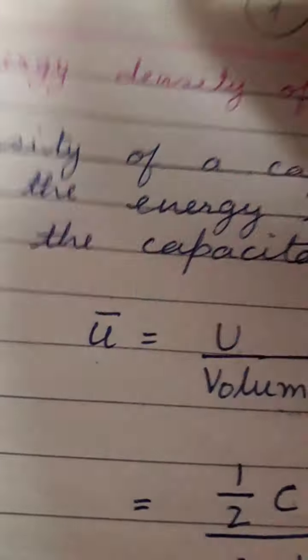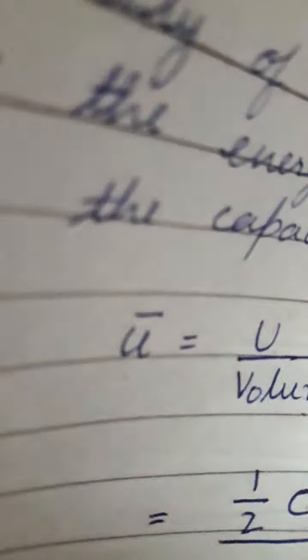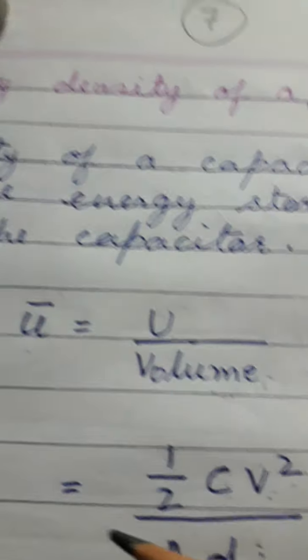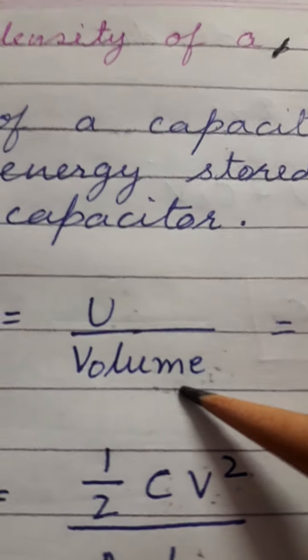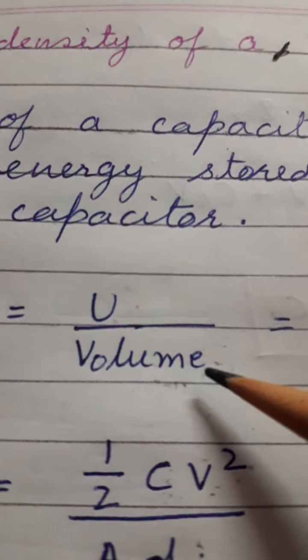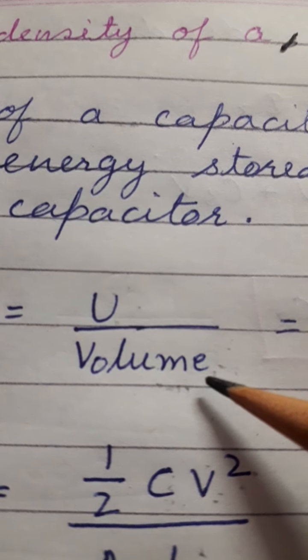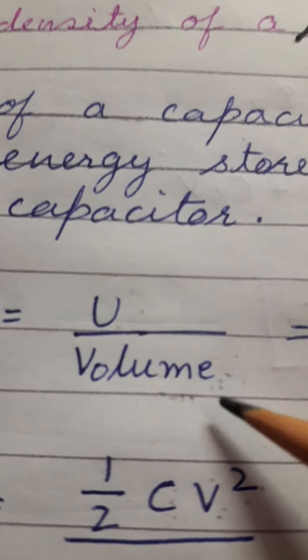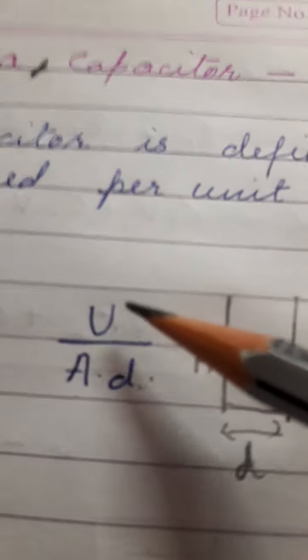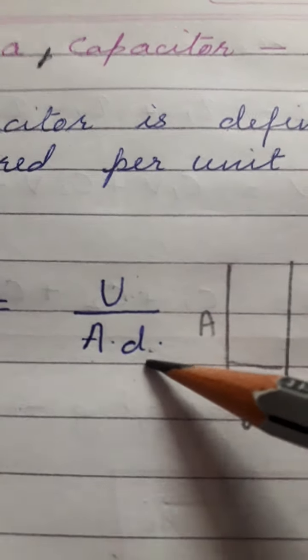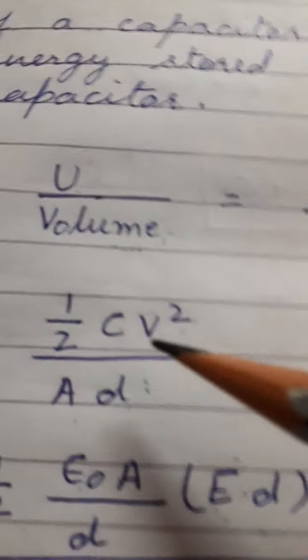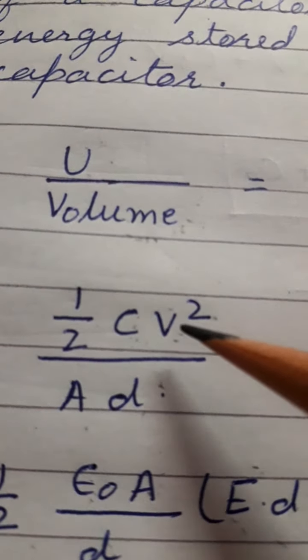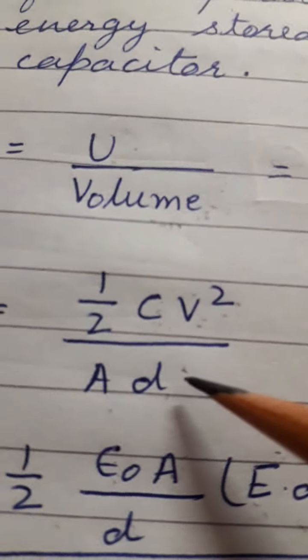How can we write it? Look, energy density is represented by the symbol small u bar. This is equal to U upon volume. Here I have written the complete word volume, not V, because V is representing the potential here. So we can write this as U upon A into D. This is the volume of the capacitor. The value of energy we can write, the formula we have derived right now, half CV square upon AD.